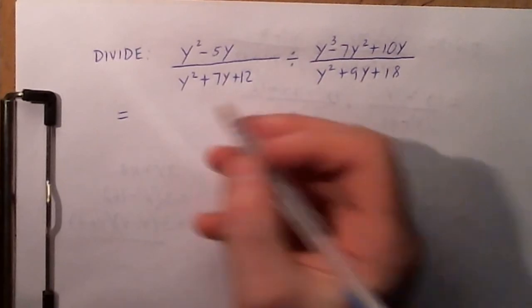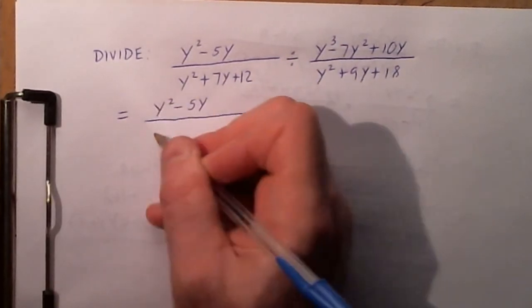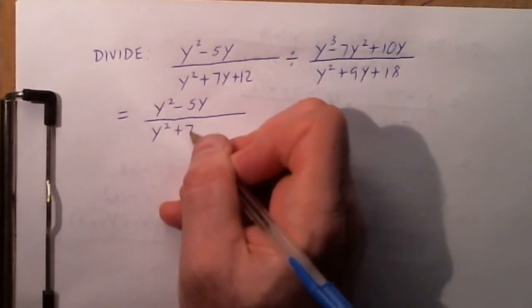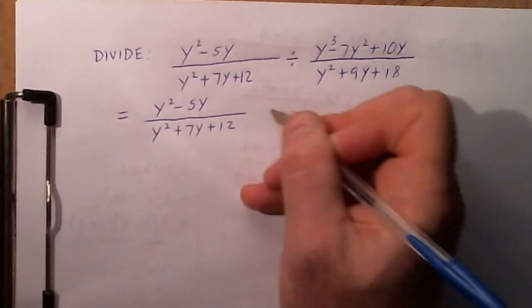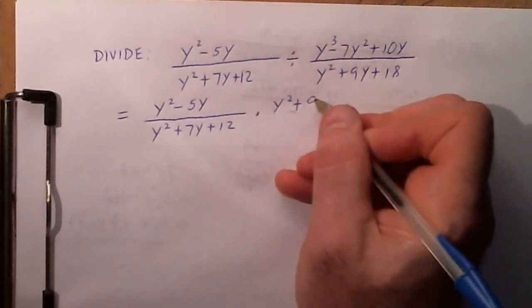To divide these rational expressions, again, you have to, first of all, make sure you change division to multiplication and flip your second fraction upside down. Now, this seems kind of tedious to have to rewrite this like this, but you got to remember to do it.